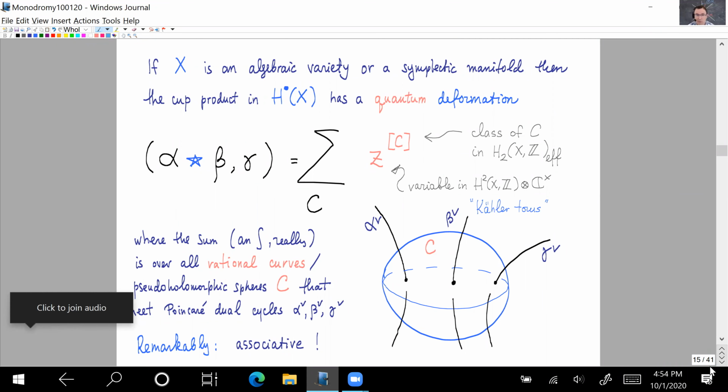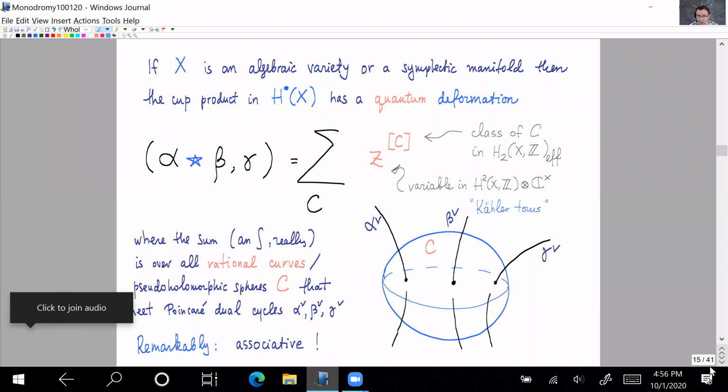Ordinarily, if I take the structure constant of the cup product, it just counts triple intersections of cycles. But now, instead of triple intersection of cycles, instead of intersecting at a point, I allow a count of rational curves or holomorphic spheres or pseudo-holomorphic spheres that meet my three cycles, and that count I organize with some weight, which remembers the homology class of that curve. So I introduce a counting variable, which is a variable in the group algebra of the cone of effective curves, and that's convenient to represent in the form z to the class of the curve. You can think of z as being some variable in some torus, which is H2 tensor the one-dimensional torus.